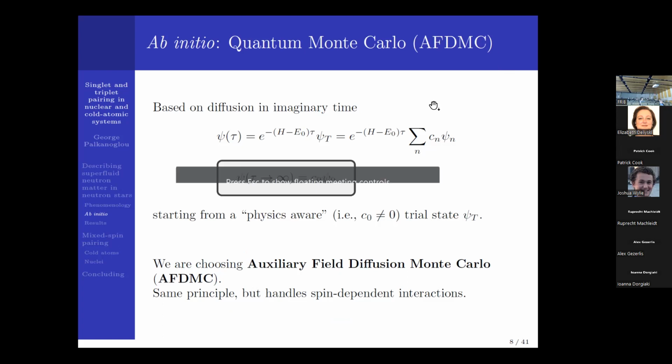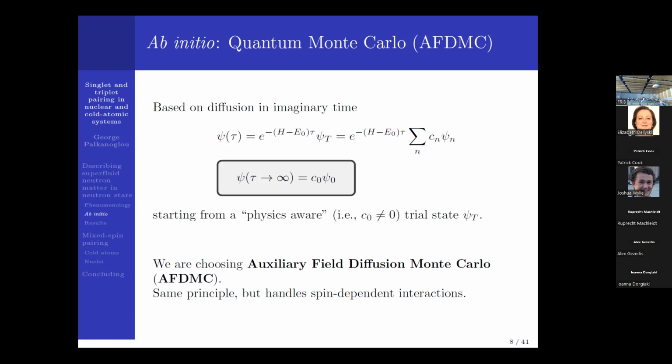All right. So our method of choice is diffusion Monte Carlo, which is based on the fact that the Schrödinger equation in imaginary time turns into a diffusion equation. What that means is that if I start with a trial wave function and evolve in imaginary time, all the components of the wave function that correspond to excited states of my Hamiltonian will die off exponentially. Eventually I will be able to project onto my ground state and my ground state energy. We use auxiliary field diffusion Monte Carlo, which operates on the same principle, but can handle more complicated interactions, spin dependence, and so on.